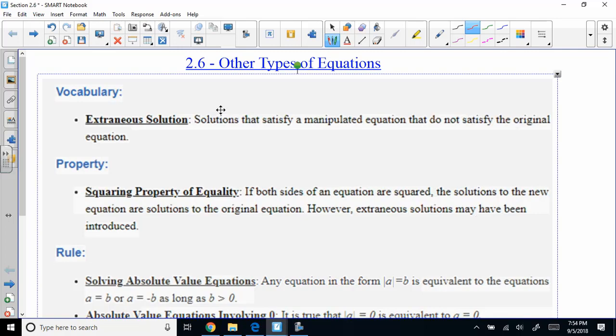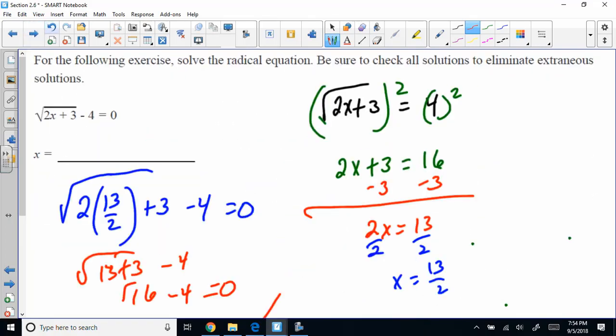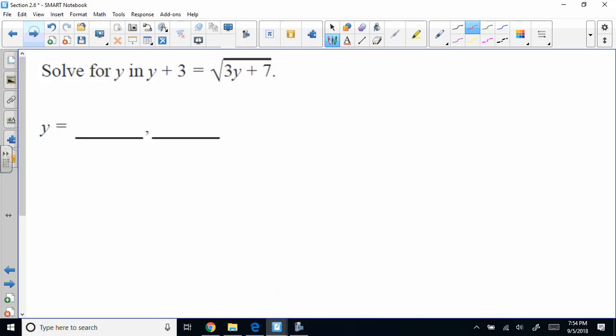Extraneous solutions are solutions that satisfy a manipulated equation but do not satisfy the original equation, right? So that's how you know. And it satisfied it, so therefore it's not an extraneous solution, right? So, y'all good? Okay. Bear with me.